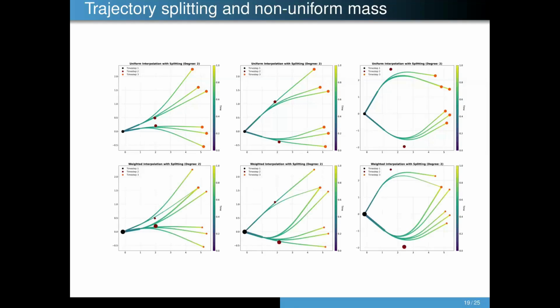Okay, and similarly, same problem, but now in the middle time step, the mass is non-uniform. So the lower point has more mass to it. And as you can see, more trajectories are bending towards this mass point because they have to fulfill the fact that more mass is going down. So all of this is very natural in some sense. I'm not saying that this is a realistic problem, but it looks realistic in the sense that it does what we would expect it to do. Okay, so these are special cases somehow.